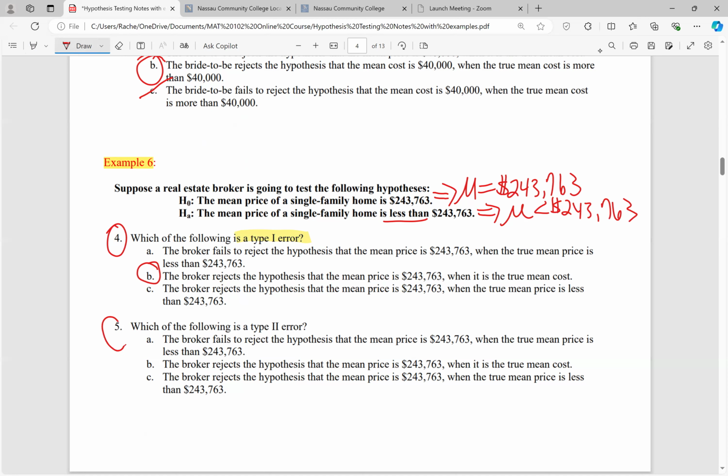And then 5, which of the following is a type 2 error? Type 2 is the opposite. So it's when we fail to reject the null when it's really false. So we'd be failing to reject the hypothesis that mu is equal to 243,763 when the true price is really less than 243,763, because the null is false, but we're failing to reject it. So that's going to be choice A. So choice A is the example of the type 2 error in this situation.